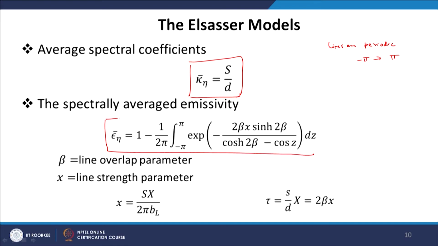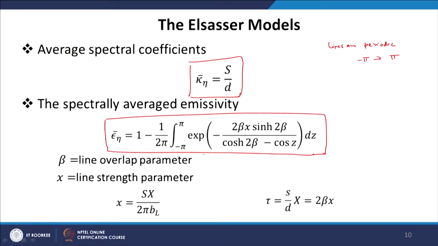Of course, to evaluate this integral is not easy, and I will not attempt in this lecture to show how to evaluate it. This can be evaluated numerically, as we have seen in this course. Many integrals become very complicated, and we do not have any method to solve them analytically. So, this integral gives you the average emissivity of the narrow band, and this has to be evaluated using some numerical scheme. Beta is the line overlap parameter, which we have already discussed.